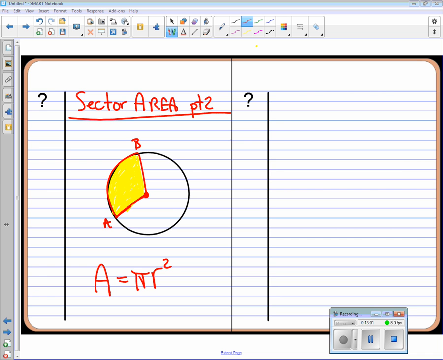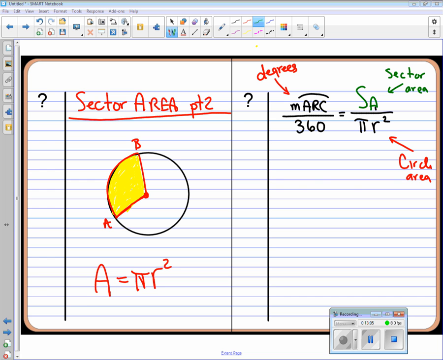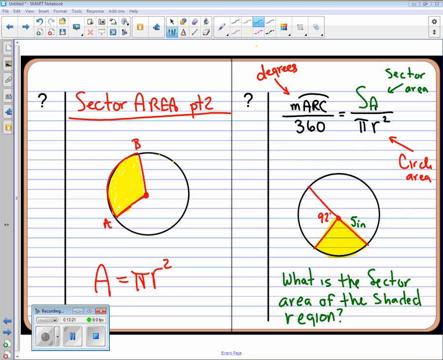Okay, so let's write up a formula for this one. It's very similar to the arc length. All right, so there's our formula. We basically have the left-hand side of the previous equation, the measure of the arc over 360. And then on the other side, we have the relationship of the sector area, that piece of the pie, over the entire circle's area. So here's a question that we could pose, right? I have an angle that's 92 and a radius that's 5, and it says, what is the sector area of the shaded region? All right, let's take a look to see if we can figure this one out.